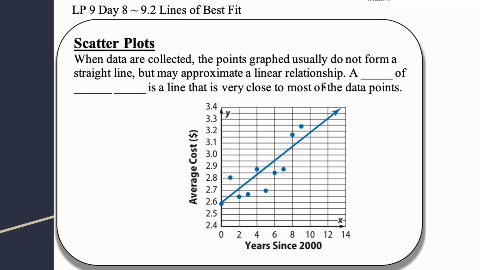And we talked about that in previous videos about how you classify types of scatter plots. So you can have positive linear, you can have negative linear. You can have no correlation at all. It just kind of looks like a cloud of data. But if they're linear, then you can have a line of best fit. And this is a line that is very close to most of the points.